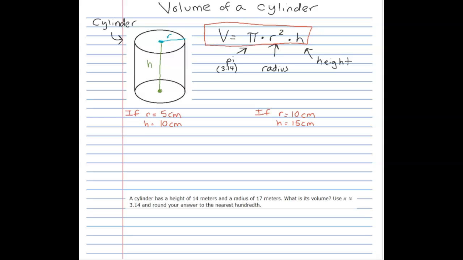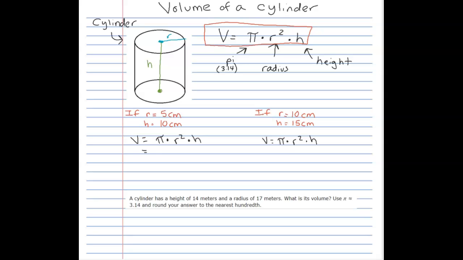So let's use a couple of examples here. Let's say we're given that the radius is 5 centimeters and the height is 10. So what I'm going to use here is the same equation. So volume is equal to pi times, let's see, let's just rewrite the equation. And let's do this for both. And then let's rewrite how we're going to do this.